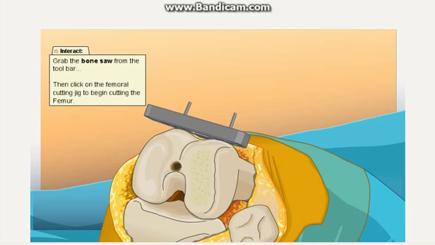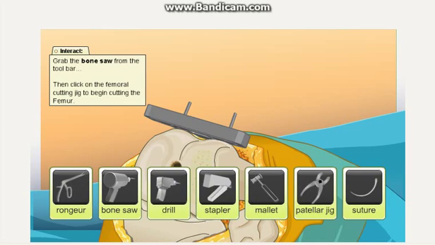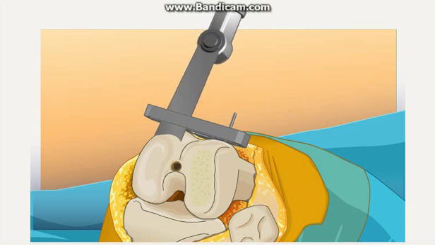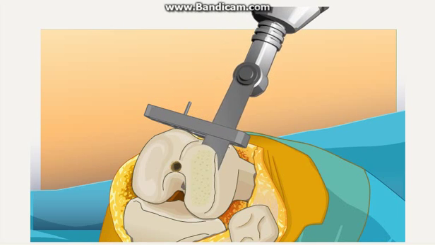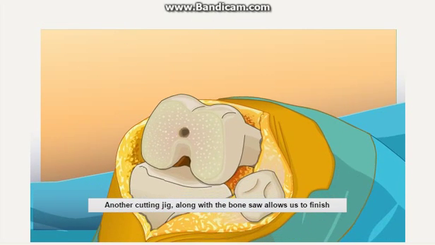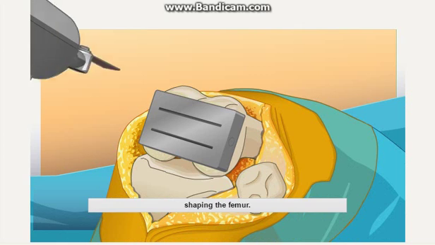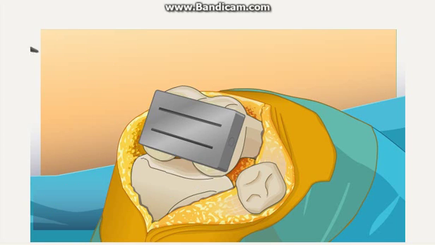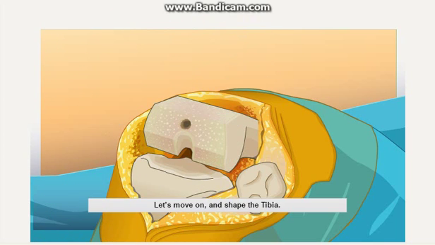Now for some real bone shaping. Use the bone saw to cut the bone so it is prepared for the new femoral component. Another cutting jig, along with the bone saw, allows us to finish shaping the femur. Let's move on and shape the tibia.